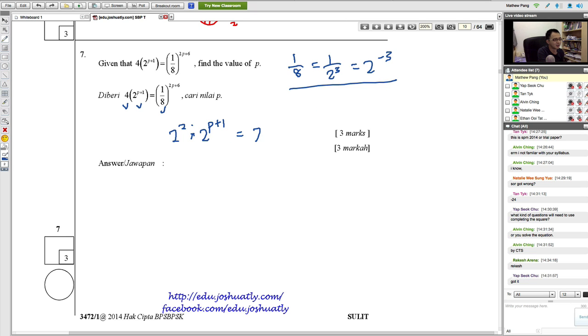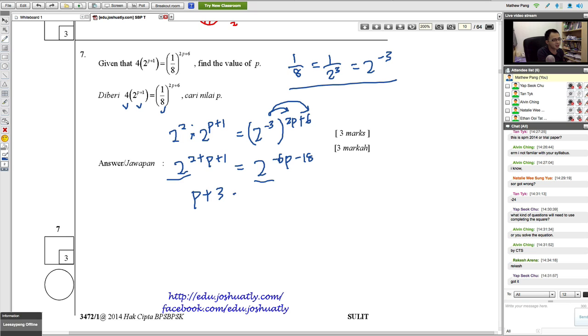Make sure you understand this. So this is 2 to the power of negative 3 multiplied by 2 to the power of 2p plus 6. Then I will simplify. Because I know multiplying means the powers add, right? So this is 2 to the power of 2 plus p plus 1 equals, in this case, you have to multiply negative 3 into both, so this is 2 to the power of negative 6p minus 18. Both have the same base, so I can compare their powers. This one is p plus 3 equals negative 6p minus 18. So therefore 7p equals negative 21, p equals negative 3. Alright, just like this. It's very simple for this indices question.